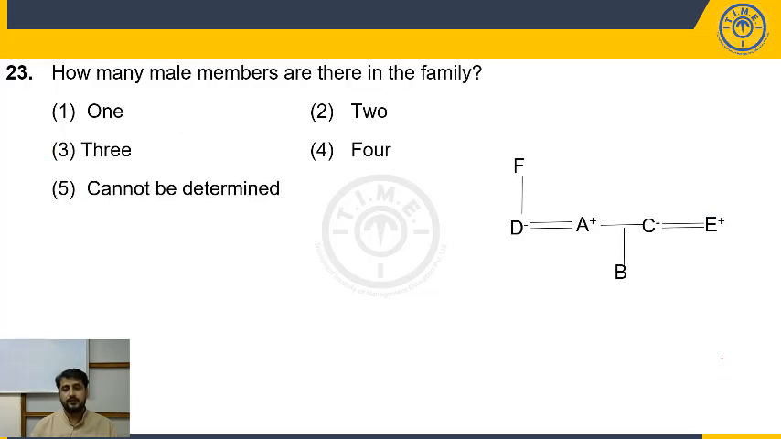How many male members are there in the family? Cannot be determined because we do not know the gender of F. F can be male or female also. So cannot be determined. Choice 5.